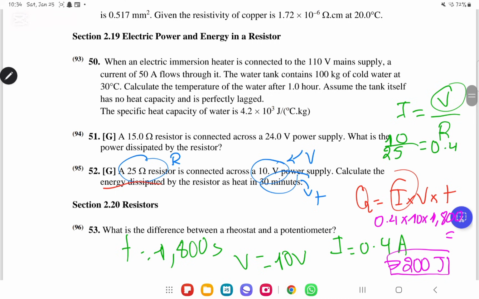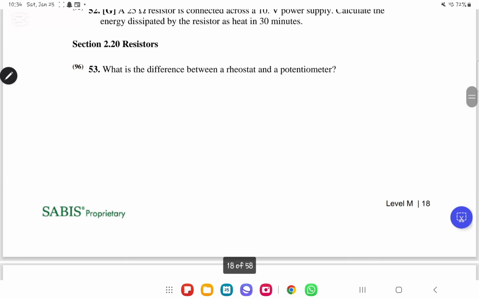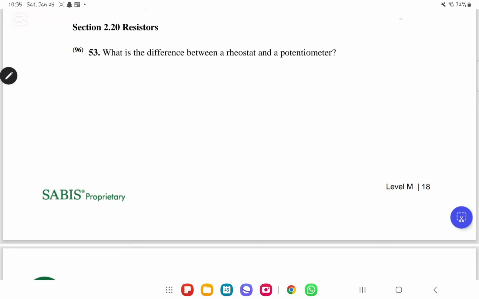If they want it in joules, you keep it like this. If they want it in kilojoules, you divide by 10 to the power of 3. So we finished 2.19, we move on to 2.20. Here they asked us, what is the difference between a rheostat and a potentiometer? First thing, we know that both a rheostat and potentiometer are variable resistors.